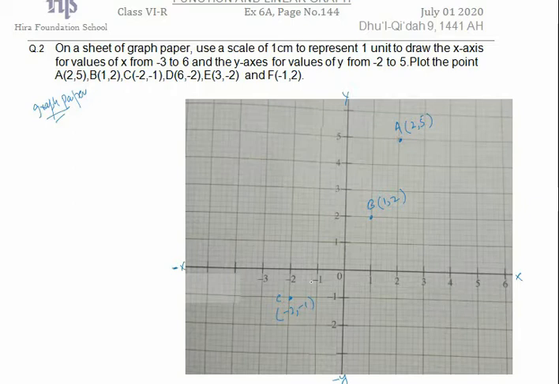It was left to explain the 1 unit. It is called the scale: 1 centimeter to represent 1 unit. It may also be written as 1 centimeter to represent 2 units, and then we must write 2, 4, 6, 8 and so on. Here it is written 1 centimeter to represent 1 unit, so we write 1 value at each centimeter.